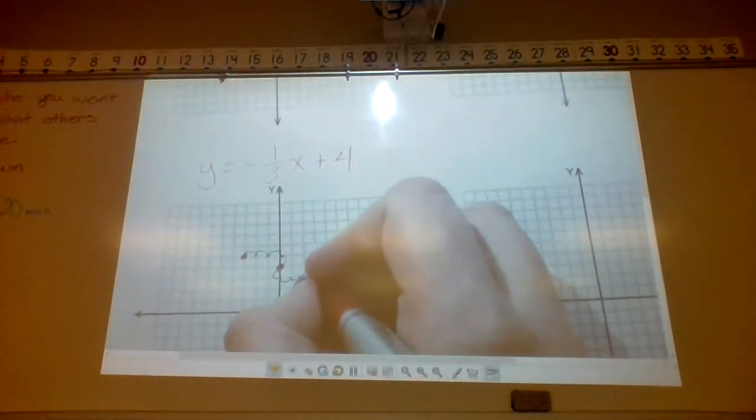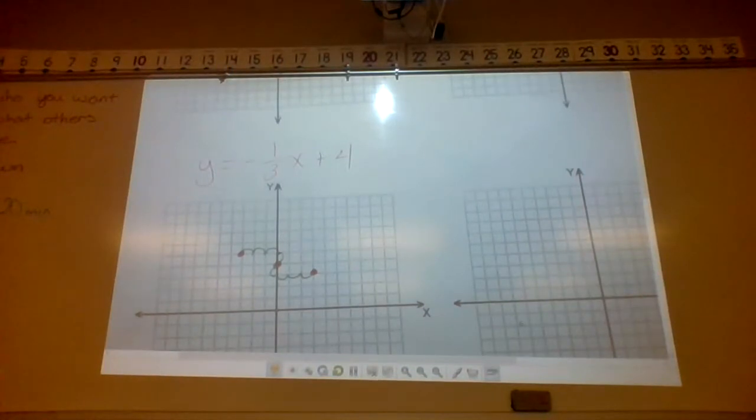So the numerator is going up or down. Yeah, the numerator is the up and down. The denominator is side to side. That's why we call it rise over run. So numerator, you go up or you go down. Denominator, left or right. You choose one negative. So this negative 1/3, you either go to the left or you go down, but you do not go both left and down unless it's a positive. So negative means it's going left.